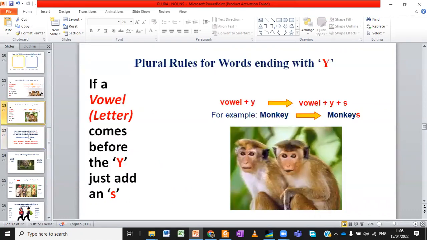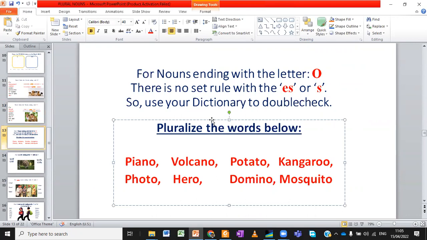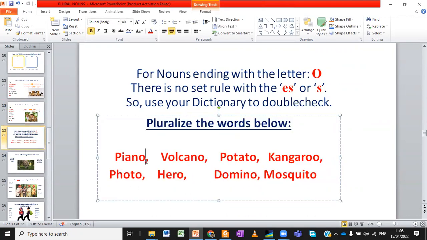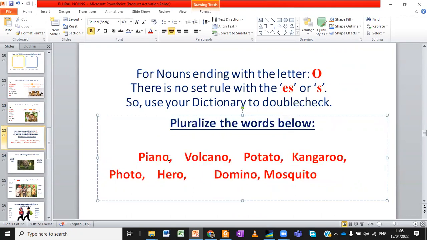There are some nouns that end with the letter O. Now, there is no set rule with the ES or S for words ending with the letter O. So you have to use your dictionary to actually check. So let's find out. Piano, what's the plural, please? Should I add an S or ES? Just tell me what to add. Piano.